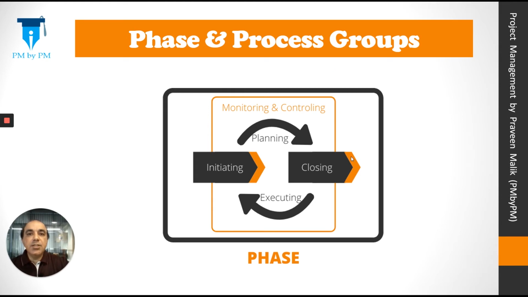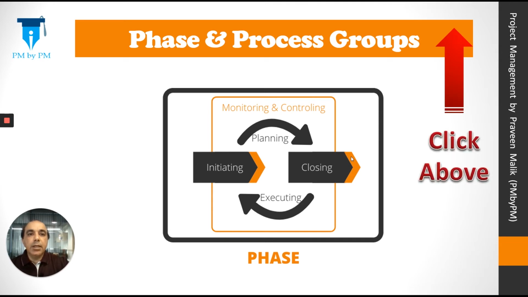So what's the relationship between a phase and a process group? A process group resides inside a phase. So all 5 process groups reside inside a single phase. These process groups are called initiating, planning, executing, monitoring and controlling, and closing. You might remember these process groups from our video on process groups. If you don't, you can click on the card above to look at this video.